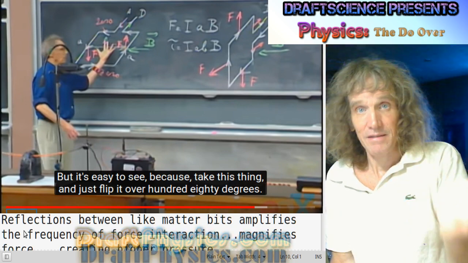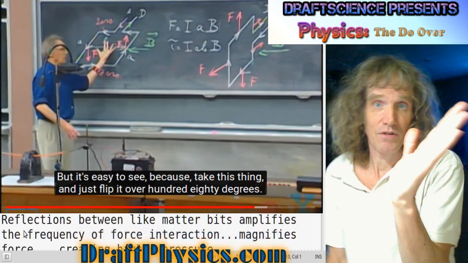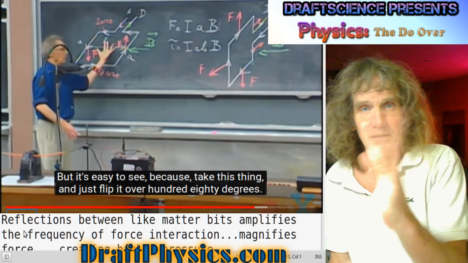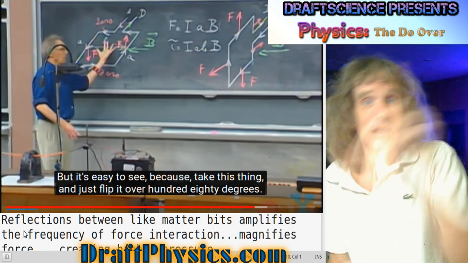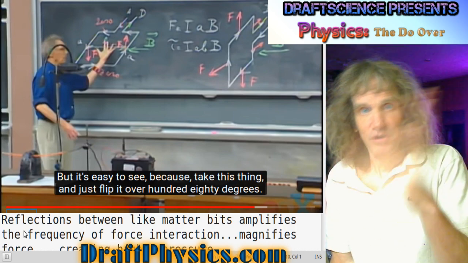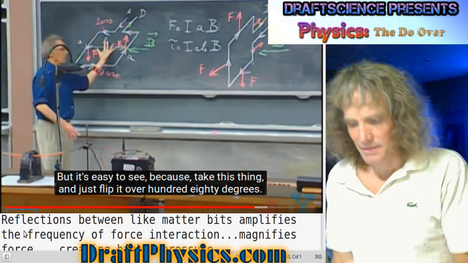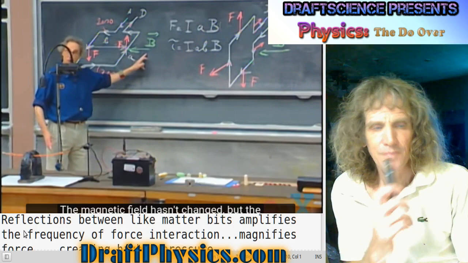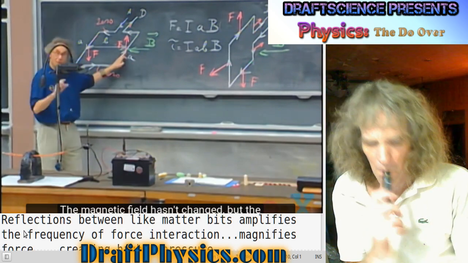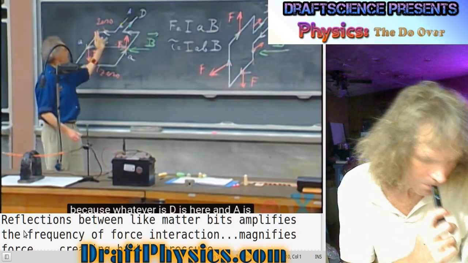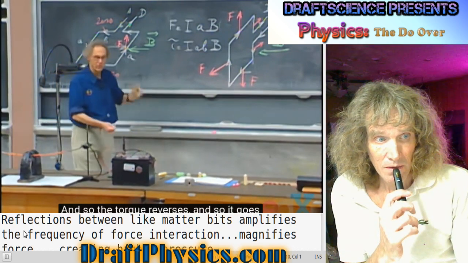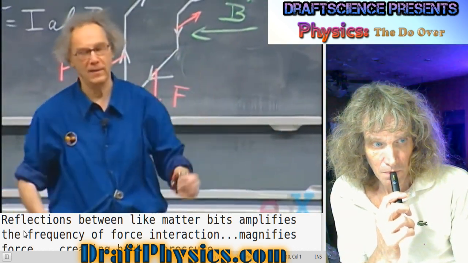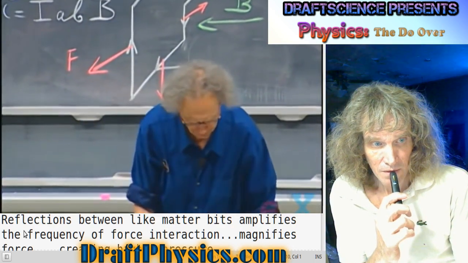So that's all he's basically saying. The compass needle, if it overshoots, it's coming back. It'll just wobble. It can't go anywhere. Can't keep spinning. When you push it, it's not going to keep spinning. 180 degrees. The magnetic field hasn't changed, but the currents in these two sides have changed direction now, because whatever is D is here and A is here. And so the torque reverses, and so it goes like this, and then it comes back. And that's not much of a motor.